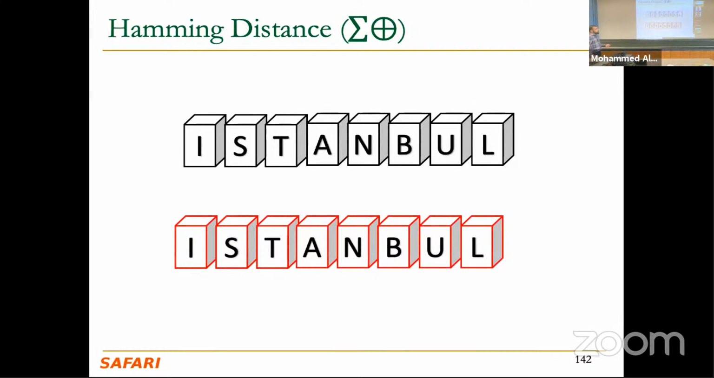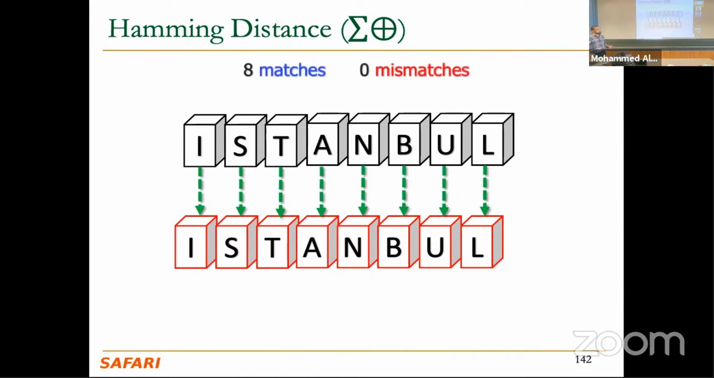Think about "Istanbul" and "Istanbul" as two words to be compared together, okay? Now, if you do Hamming distance, exact match, no differences, right? Now, assume I want to impose a deletion. I want to delete one character from there.